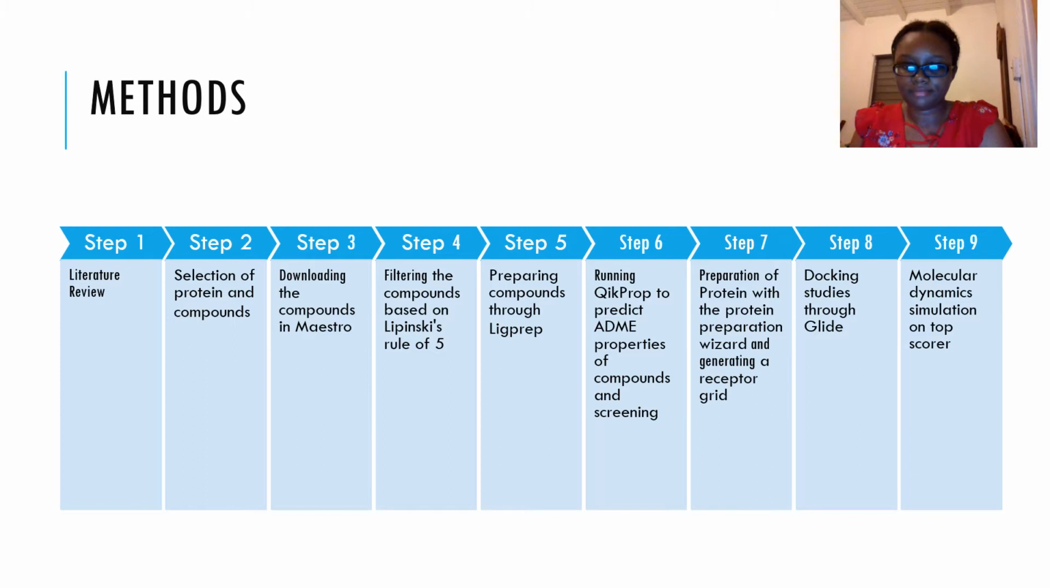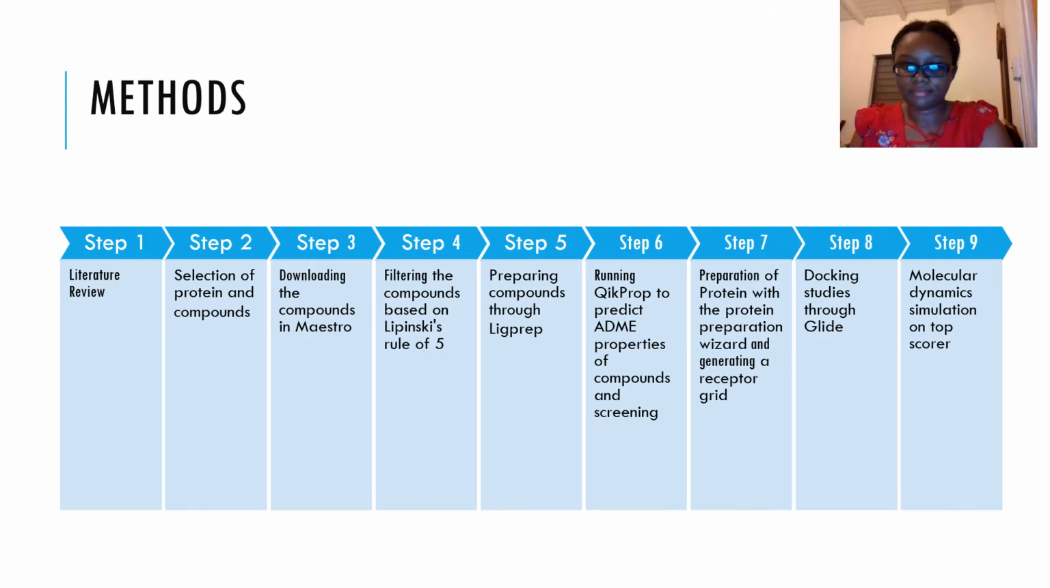for this research. Step 4 was to filter the compounds based on Lipinski's rule of 5. And Lipinski's rule of 5 are basically 5 properties that are set for evaluating the drug likeliness of the drug. It just shows the higher probability of the drug doing well in the industry.